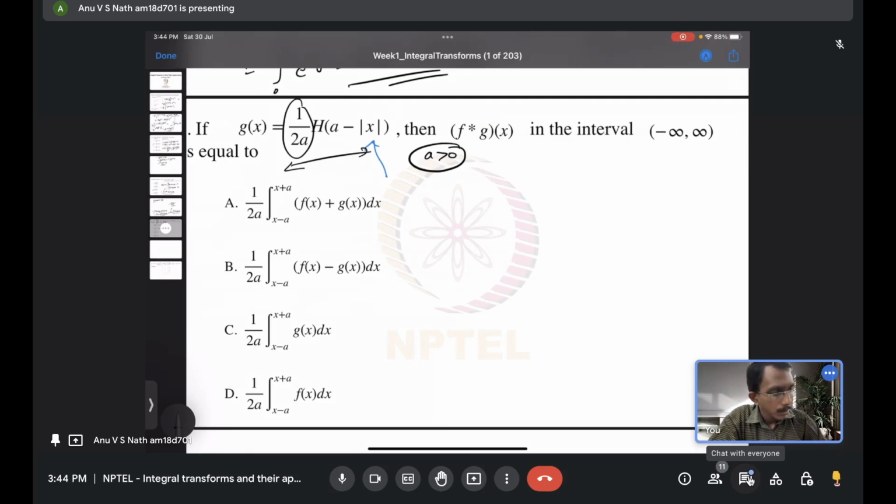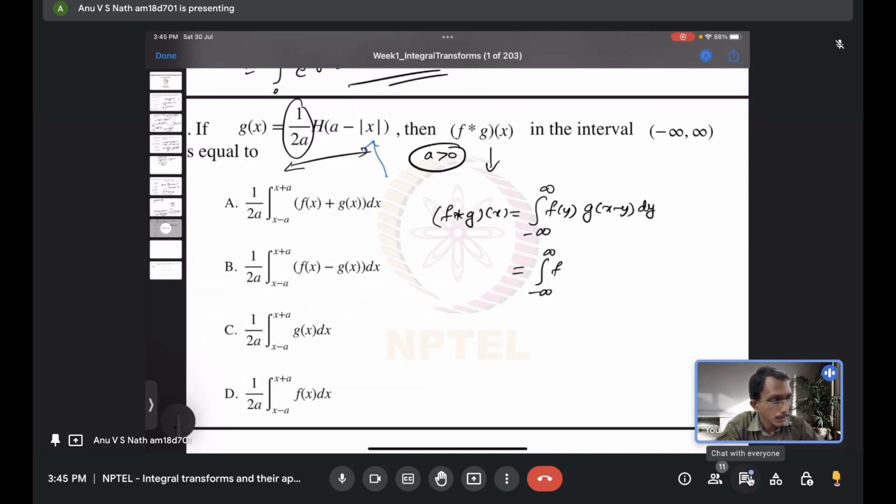So I guess you remember the definition of f star g. The convolution of f and g at x is the integral from minus infinity to plus infinity of f of y times g of x minus y dy. This also, as I mentioned earlier, can be written as f of x minus y times g of y dy.